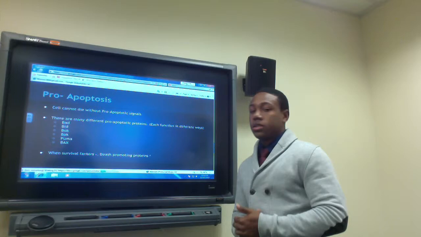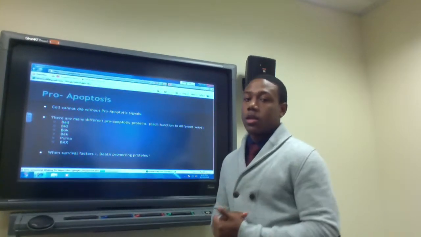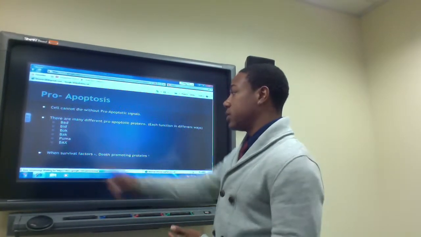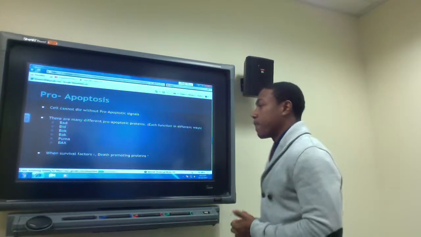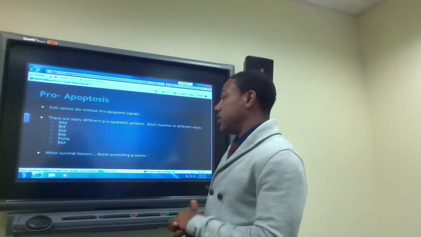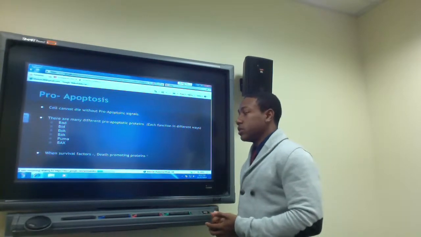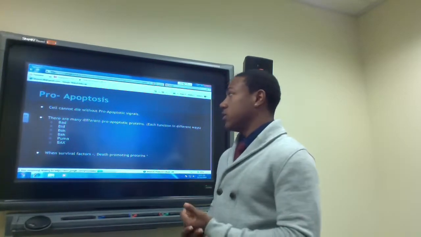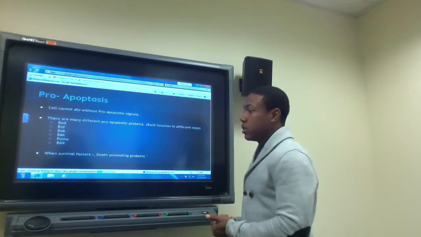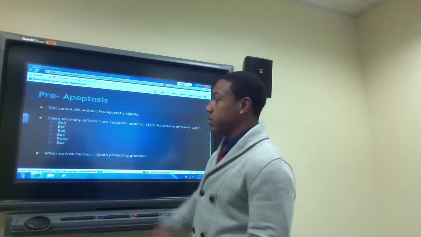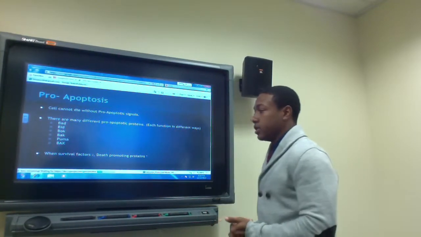Throughout this presentation, the main protein that we're going to be talking about that assists apoptosis will be the BAX gene. When survival factors decrease, death-promoting factors increase. Death-promoting proteins are also known as pro-apoptosis proteins. So, like stated right above, that's going to be the BAX, PUMA, the BAD gene.